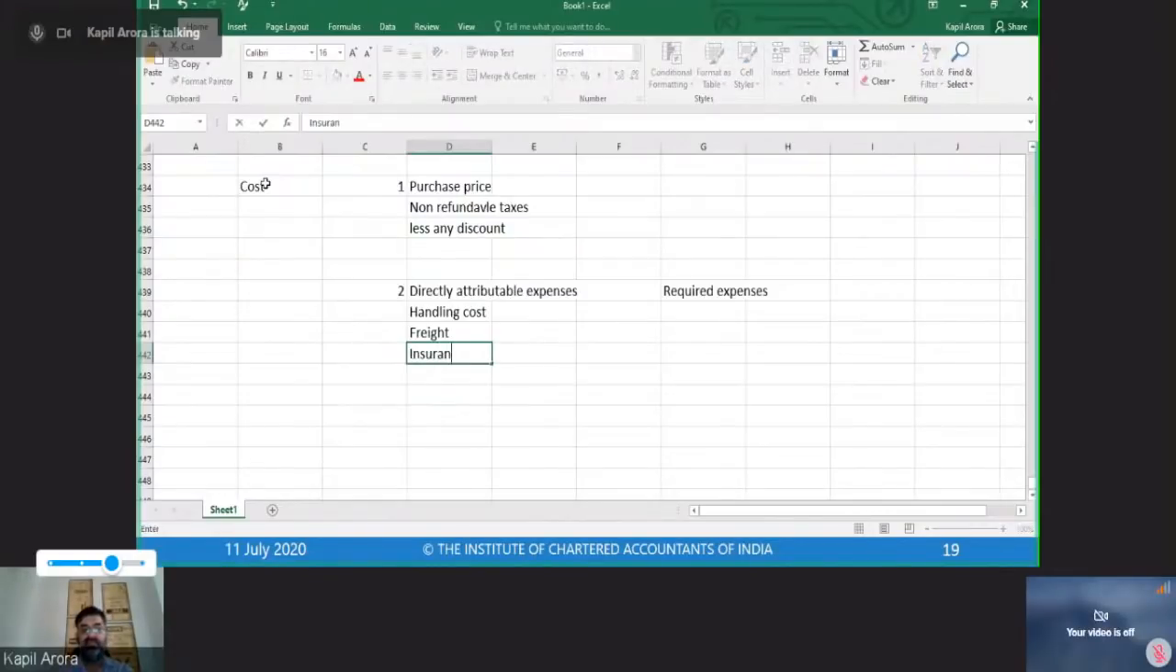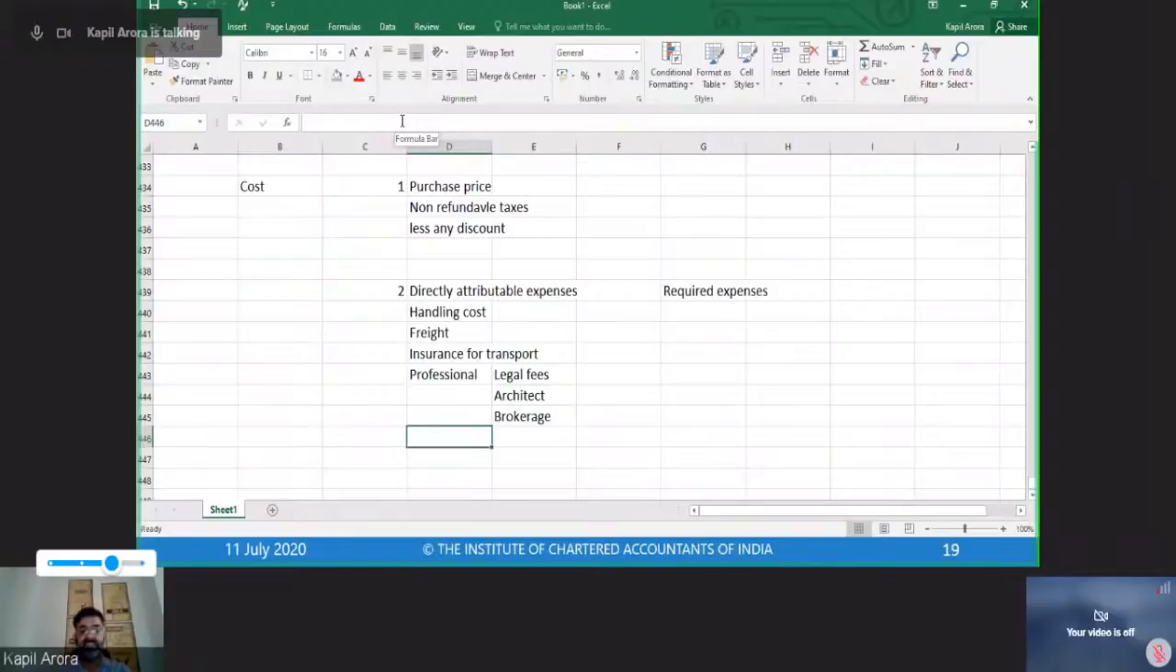Insurance for transport, anything which is required. We have seen professional fees like legal fees, architect fees, or any other fees like brokerage, which will also become part of this.